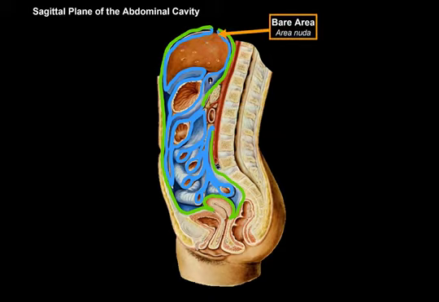But the whole liver is not covered. There's actually a place called the bare area. Remember, we mentioned this earlier? The bare area, which is in direct contact with the diaphragm. So that's the coverings of the liver.